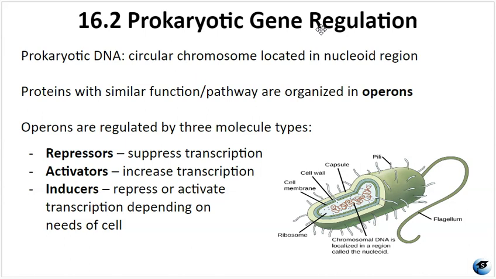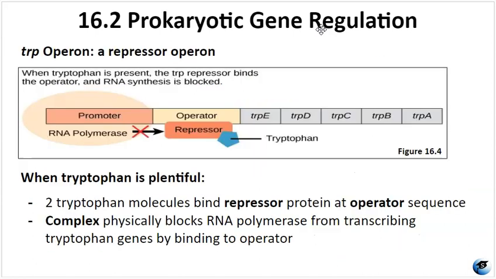Prokaryotic gene expression is regulated by 3 different types of operons. They're called repressors, activators, and inducers. Repressors are proteins that bind to specific DNA sites near the regulated genes, and they block gene transcription in response to stimuli. And then activators enhance transcription, whereas inducers activate or repress transcription based on the cellular needs or substrate availability.